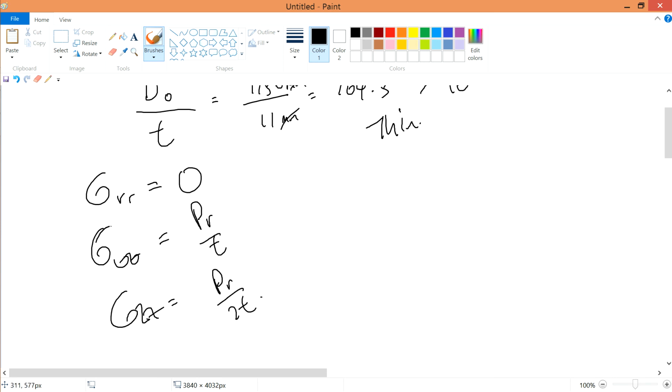Just remember that sigma theta theta is always larger than sigma zz. Sigma theta theta has no division by 2, while sigma zz is divided by 2. Therefore, sigma theta theta is always larger than sigma zz because of this factor of 2.